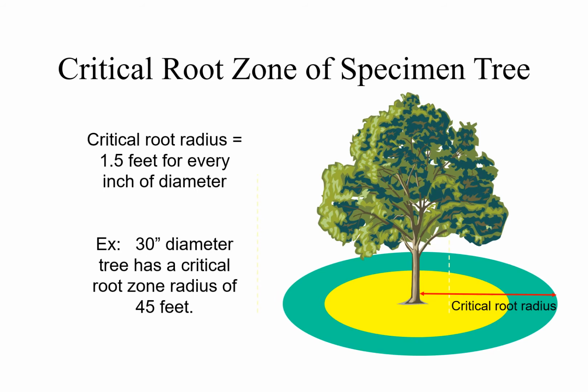Here's an example of calculating the critical root zone of a specimen tree. The critical root zone for a specimen tree is 1.5 foot radius for every inch diameter of the tree. In this example, this 30-inch diameter tree has a critical root zone radius of 45 feet. Keep in mind that the critical root zone radius may extend beyond the drip line of the tree.